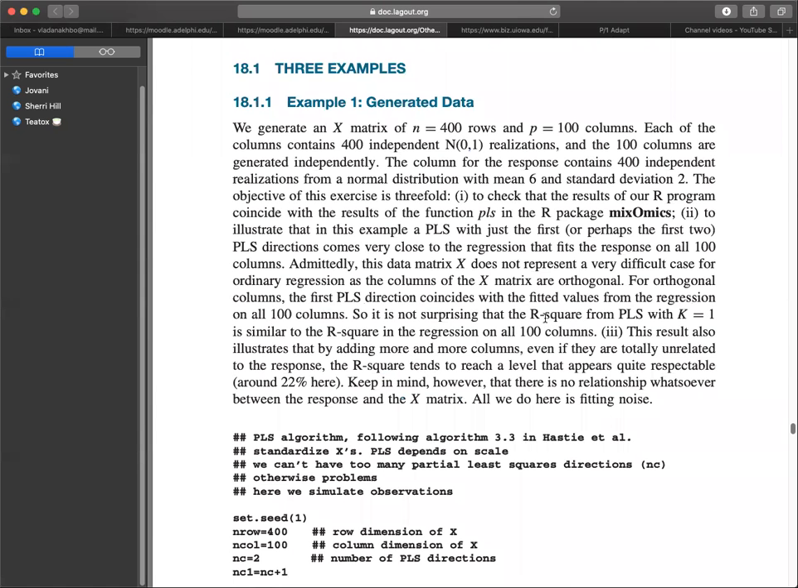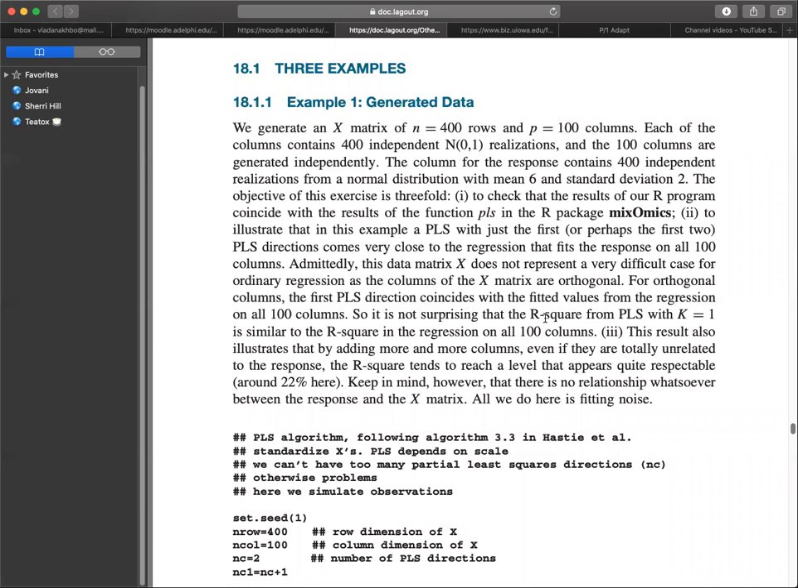So there are 3 examples. First, we'll start with the generated data. We generate an X matrix of n equals 400 rows and p equals 100 columns. Each of the columns contains 400 independent realizations from a normal distribution with mean 0 and variance 1, and the 100 columns are generated independently. The column for the response contains 400 independent realizations from a normal distribution with mean 6 and standard deviation 2.